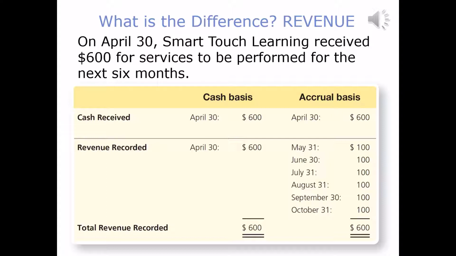Suppose on April 30, Smart Touch Learning received $600 for services that will be performed for the next 6 months, May through October. Under the cash basis method, Smart Touch Learning would record $600 of revenue when the cash is received on April 30. The accrual basis method, though, requires the revenue to be recorded only when it is earned, that is, when Smart Touch Learning is providing the services. In this case, Smart Touch Learning would record $100 of revenue each month for the next 6 months beginning in May.